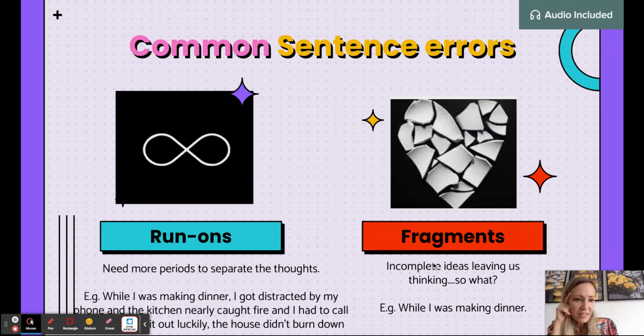Sentence fragments, on the other hand, have the opposite problem. They're incomplete ideas, often starting with words like when, although, while. So they create a dependent clause. It depends on the other part of the sentence. So it leaves me thinking, so what? So while I was making dinner, then what? It's not done. I need to finish that idea. So let's be careful with that punctuation so that we don't run into these 2 problems.